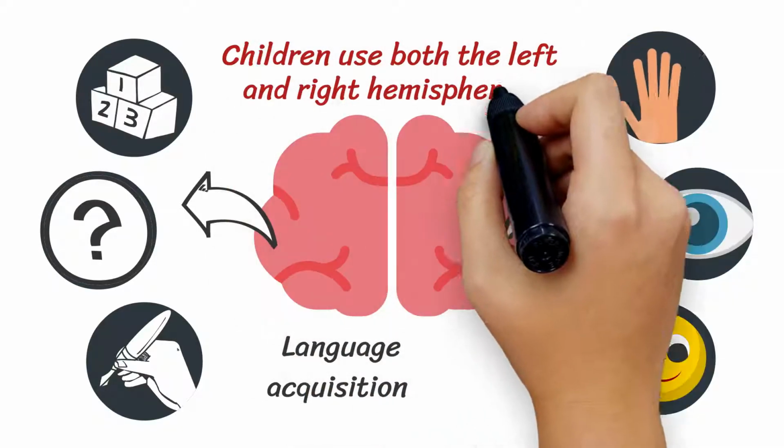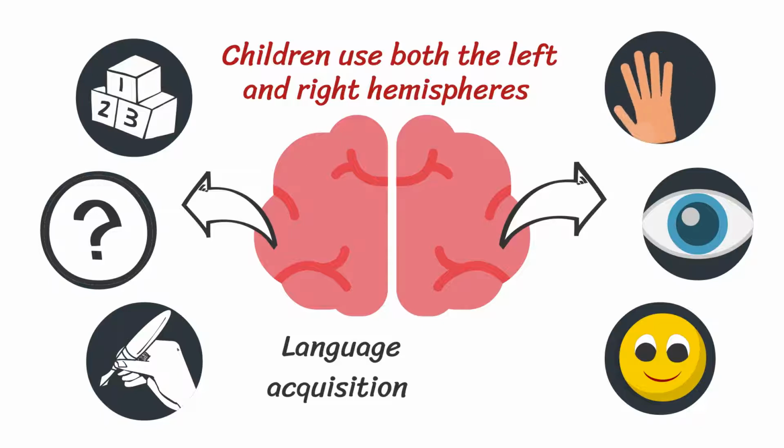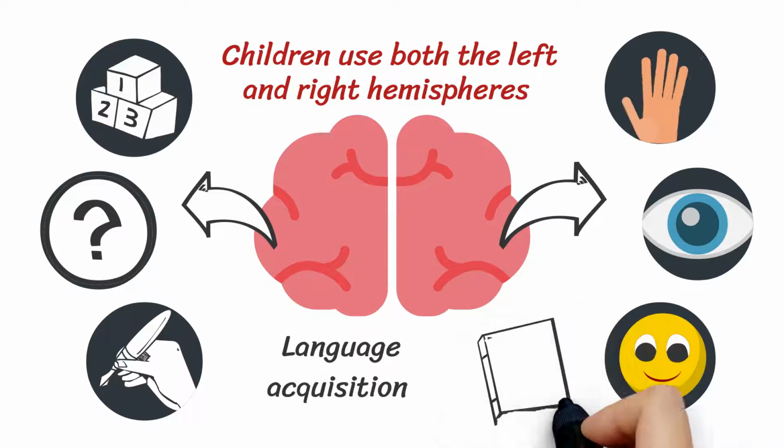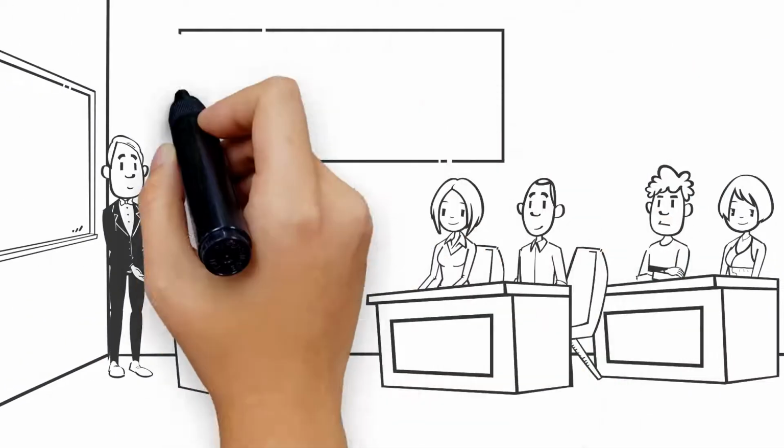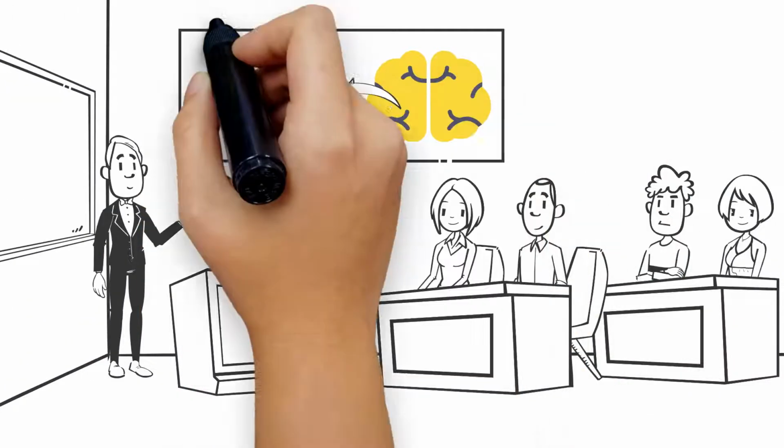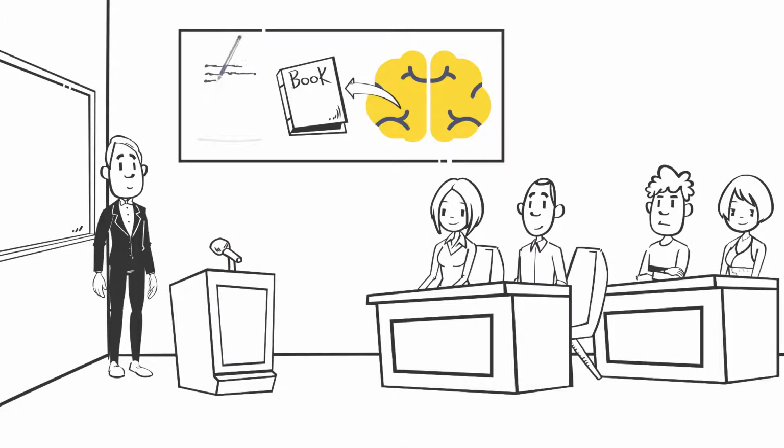Asher had the idea that children use both the left and right hemispheres of their brains simultaneously while learning a language. In traditional schooling, a student would only be using the left hemisphere of their brain as they would be formally instructed on the language. This means that the right hemisphere is not used at all.